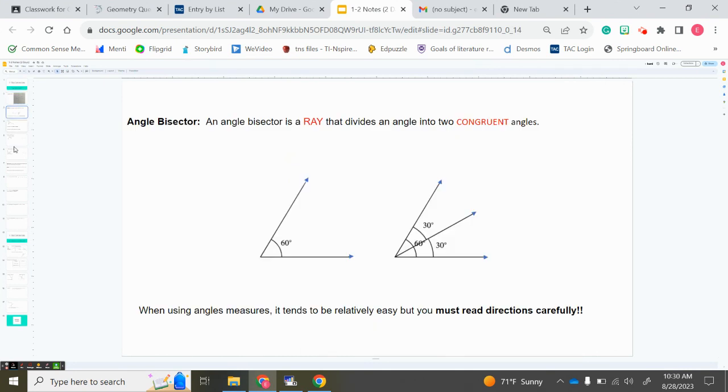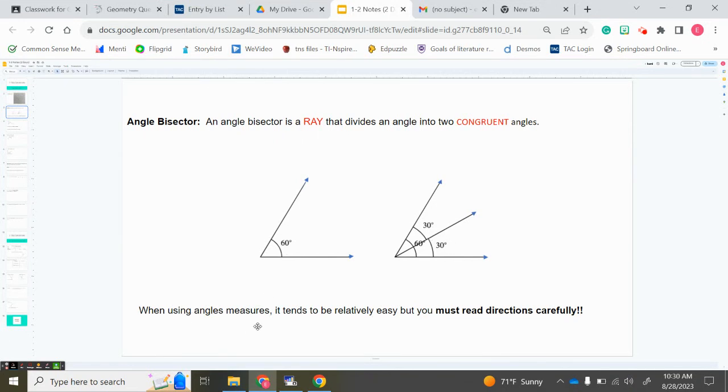All right. So an angle bisector, you're going to want to highlight this, star it. Just make sure you don't lose this sheet. An angle bisector is a ray that divides an angle into two congruent angles. So in this case, if we had this 60-degree angle here and we included that angle bisector, that would mean that this ray that splits the angle in half makes this angle congruent with this angle. Okay?